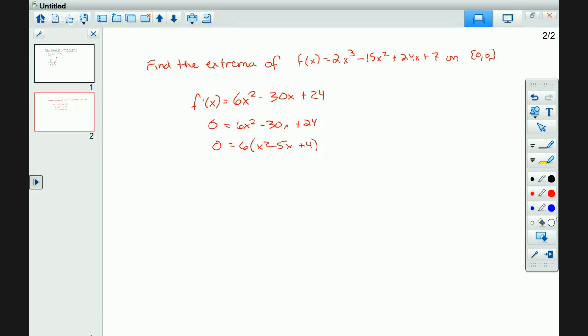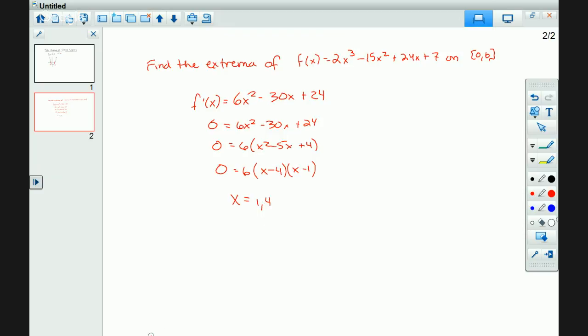Factor? Yeah. So what are my critical points?